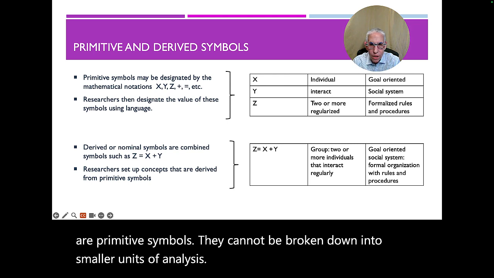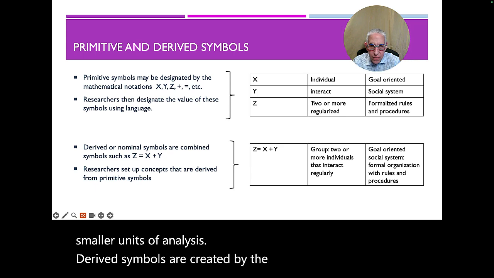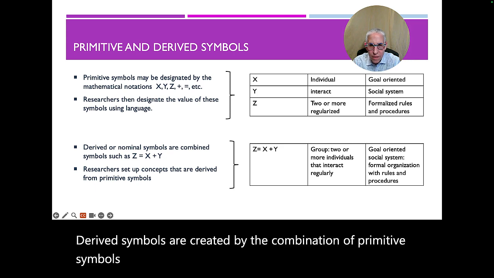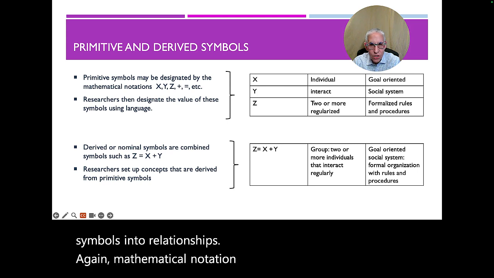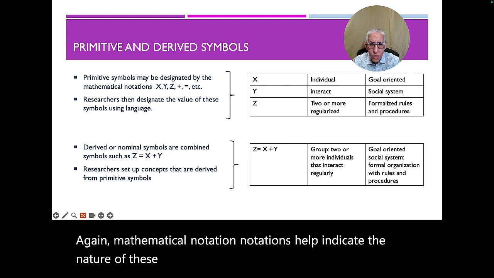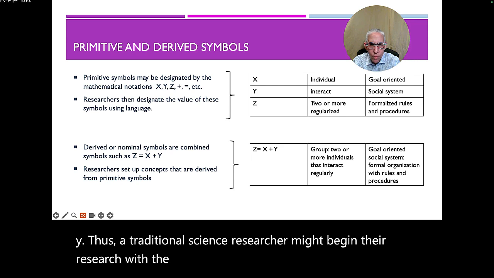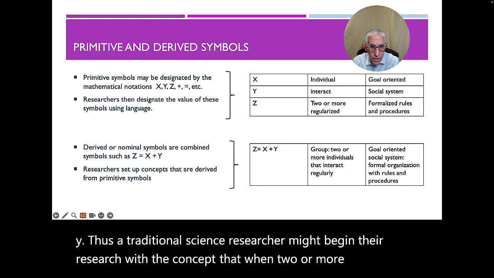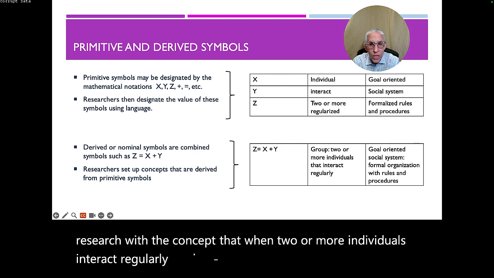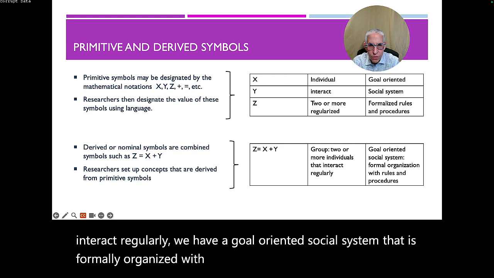Derived symbols are created by the combination of primitive symbols into relationships. Again, mathematical notations help indicate the nature of these relationships. So we have the equation Z equals X plus Y. Thus, a traditional science researcher might begin their research with the concept that when two or more individuals interact regularly, we have a goal-oriented social system that is formally organized with rules and procedures.